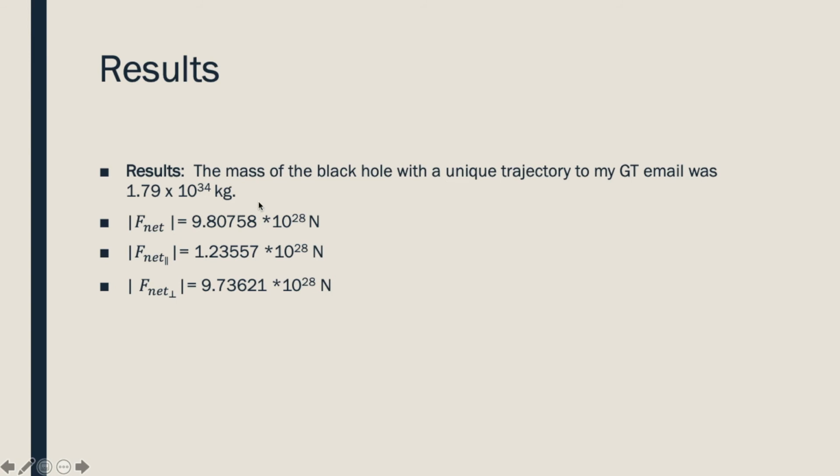And here are a few more results. We have the mass that I found by taking the average of all the values given by the GlowScript code. We have F net, F net parallel, and F net perpendicular.